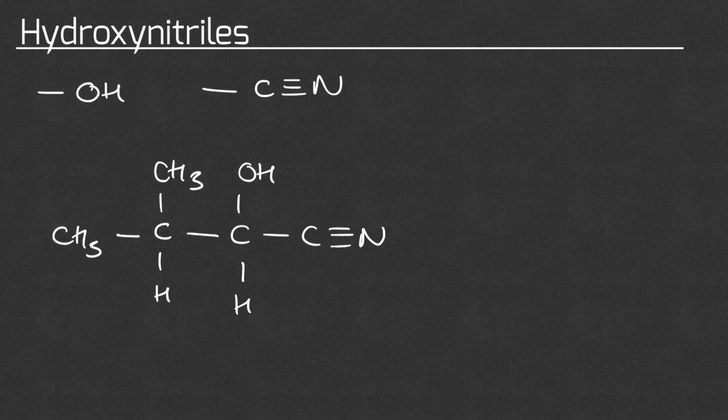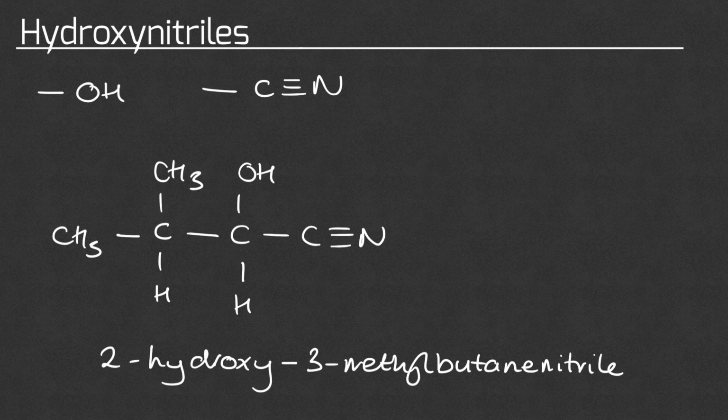You could be asked to name more complex hydroxynitriles. So this molecule is still a hydroxynitrile as it's got the alcohol group and the nitrile group. So this one would be 2-hydroxy, 3-methyl butane nitrile, because we've got 4 carbons in our chain, we've got the hydroxy group on carbon 2 and the methyl group on carbon 3.